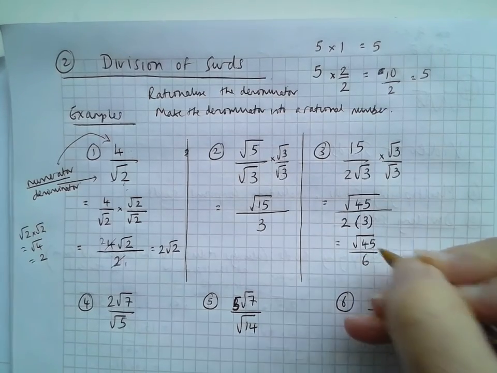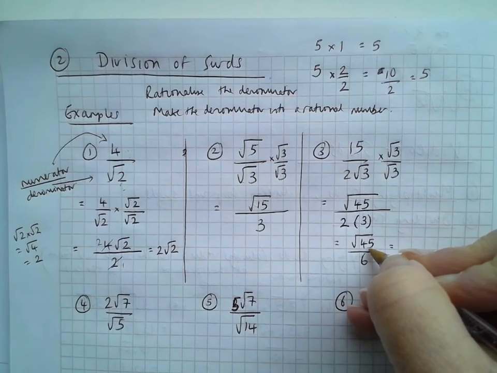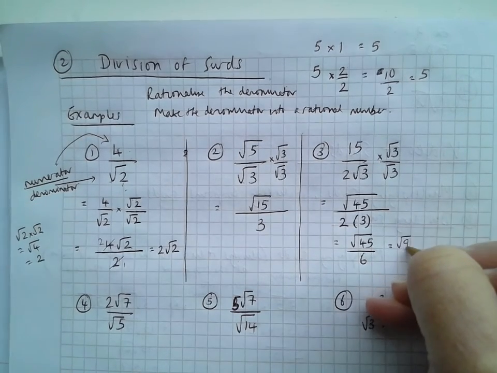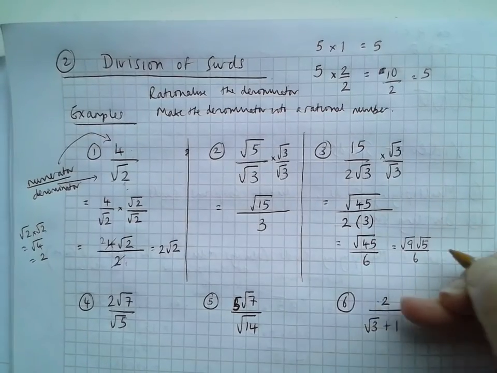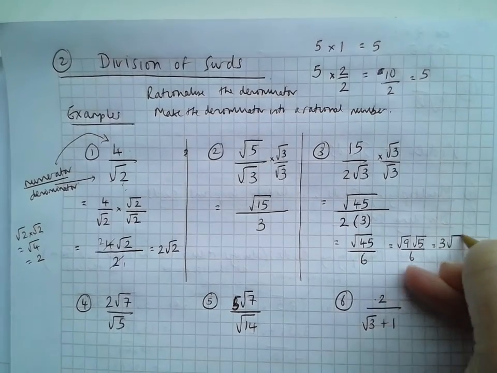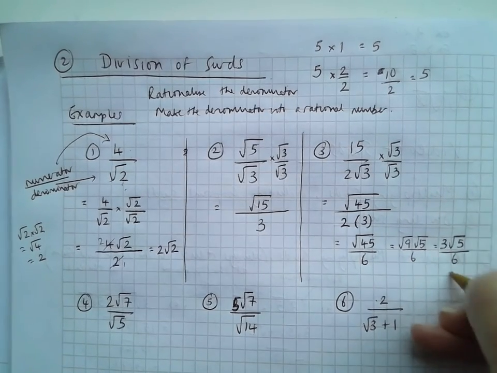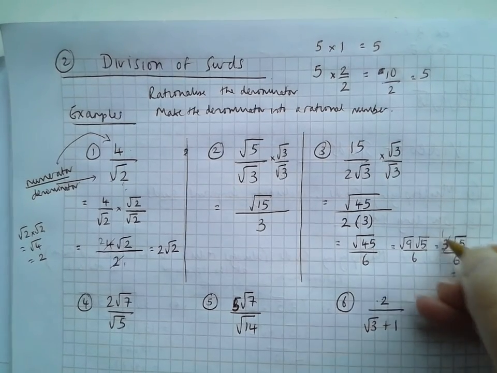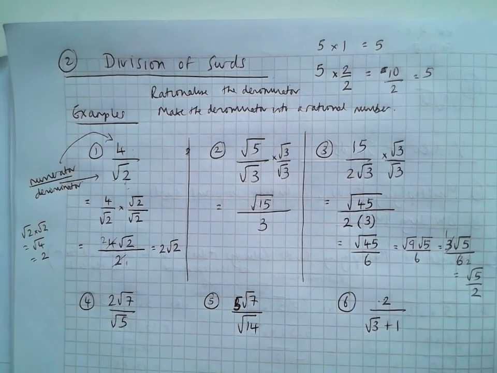Now actually root 45, if you remember, I can split into root 9 by root 5 over 6. So what would that give me? That would give me 3 root 5 over 6, which would actually cancel down to be root 5 over 2, because 3 cancels into 6 twice.